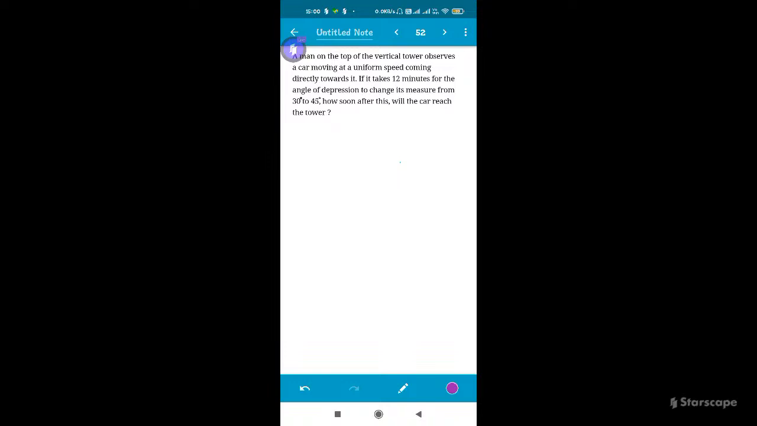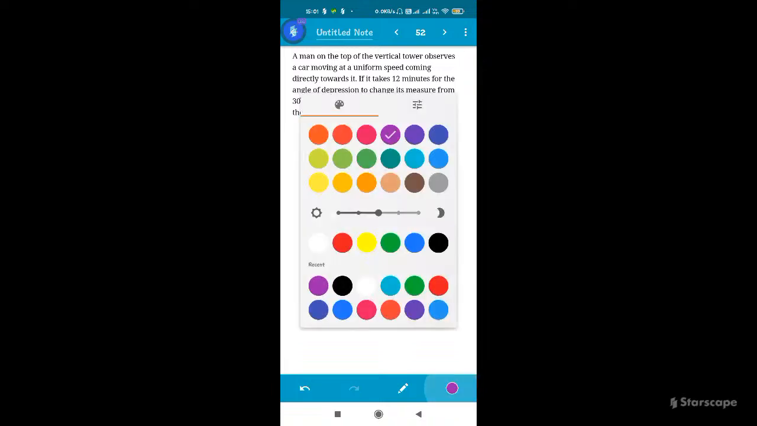Okay, then without wasting much time, I welcome you all to the live session today, and let us begin with our first question. A man on the top of a vertical tower observes a car moving at a uniform speed coming directly towards it. If it takes 12 minutes for the angle of depression to change its measure from 30 degree to 45 degree, how soon after this will the car reach the tower? The question looks a little complicated, isn't it? But it's very simple. So let us try to understand and make the diagram accordingly.